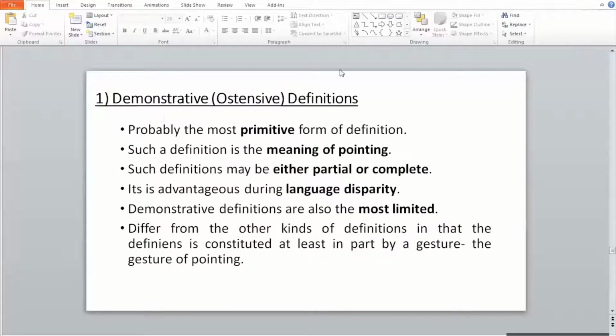You can look at the screen here. In the case of, as I have told you, ostensive definition, it means pointing, and it can be either partial or complete. It's also a kind of primitive definition. It's very advantageous when there is a language disparity. It's also the most limited one.